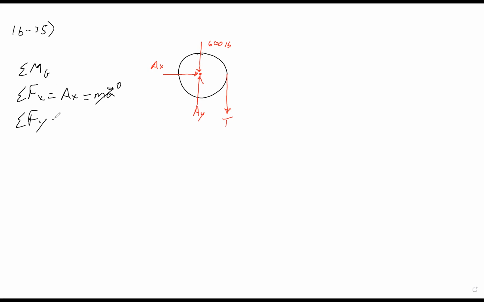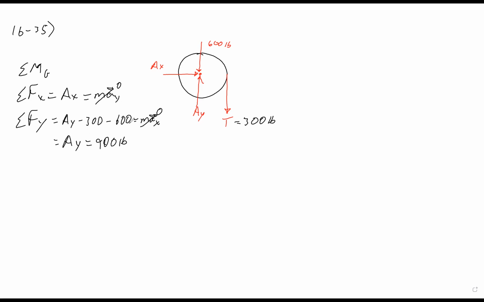Okay, now let's look at the sum of the forces in the Y. We have A sub y, and we know in this part A that we have 300 pounds of tension. So minus 300, and then the weight of the drum is minus 600, equal to the mass times the acceleration in the y, and the drum is not going to move. Well, then that tells us that A sub y is equal to 900 pounds.